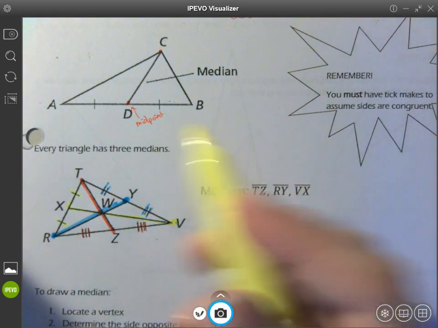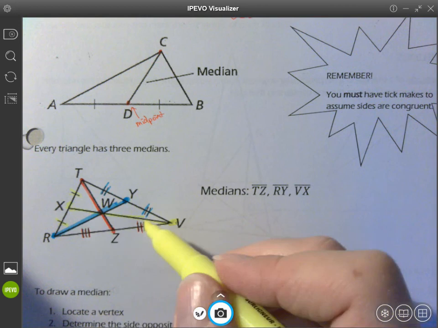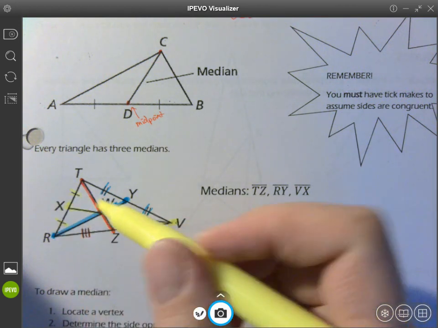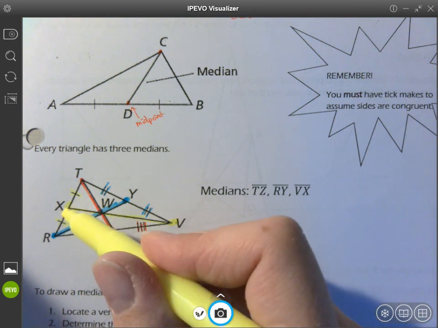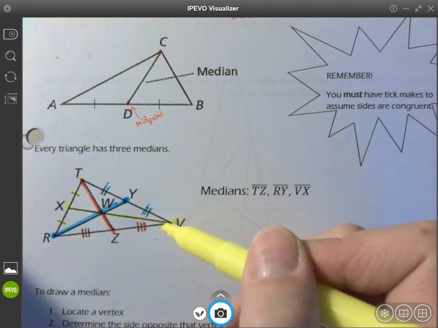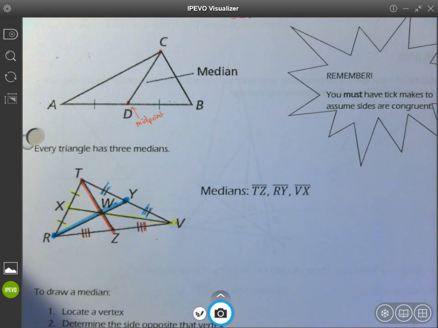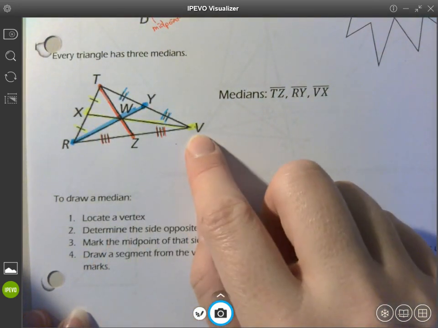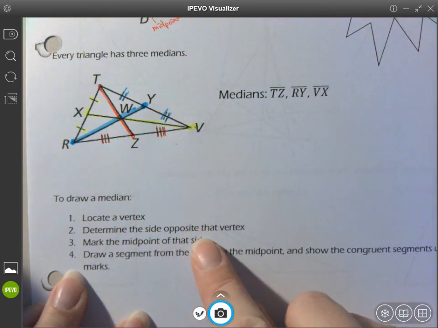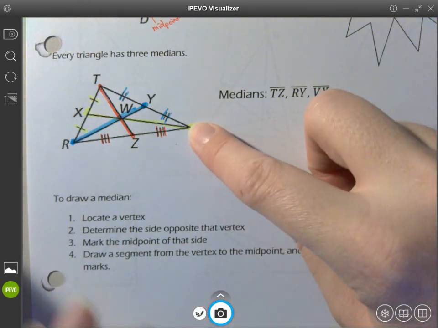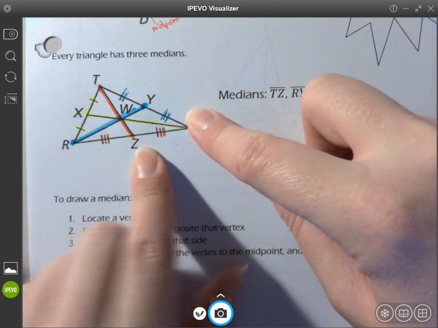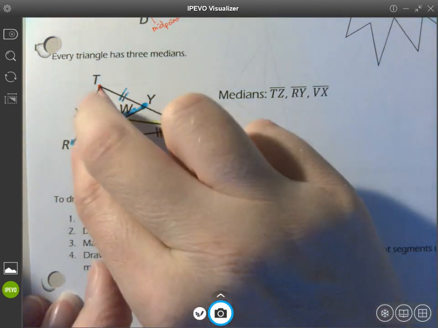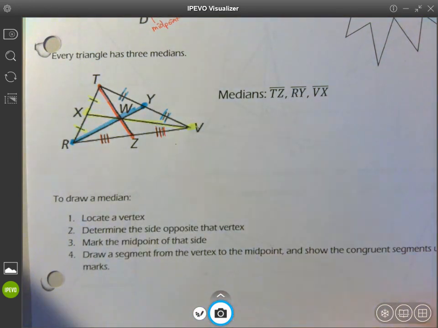Okay? How do I know these are midpoints? Because I'm either told it's a median line, so I know it's a midpoint and it makes this cut in half, or I'm told this is a midpoint, and when I see that connect from midpoint to opposite vertex, it's a median line. All right, so how do you draw a median line? You locate the vertex, boom, there's V. Determine the opposite side. So the opposite side is not touching. These are adjacent. This is the opposite side. And you find the midpoint and you connect it. And then you mark the segments congruent. So that's how you're going to draw it.